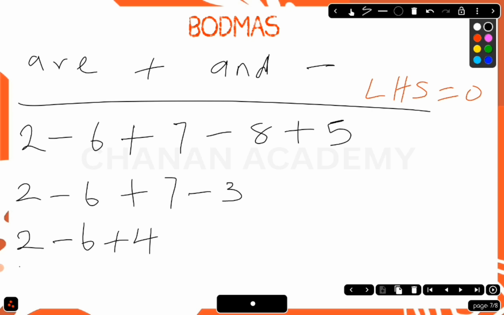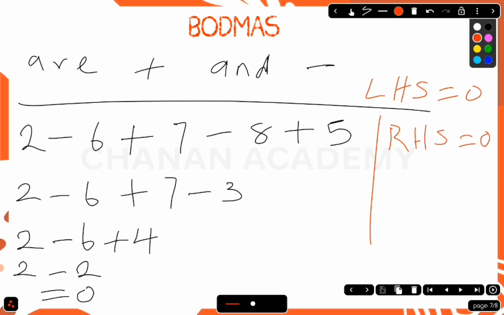Okay, 2 minus 6 plus 4. The result is minus 2. So we have 0. So the left hand side and the right hand side both are 0. So when your operation has only positive and negative, you don't bother using BODMAS. Whichever way you solve, you get your answer.